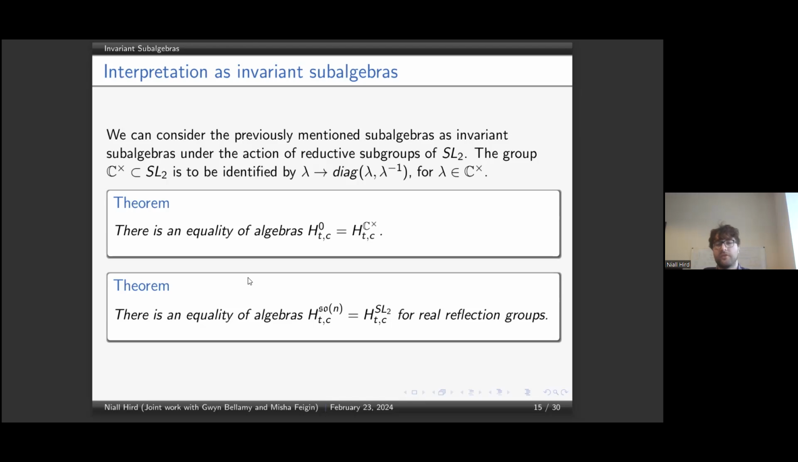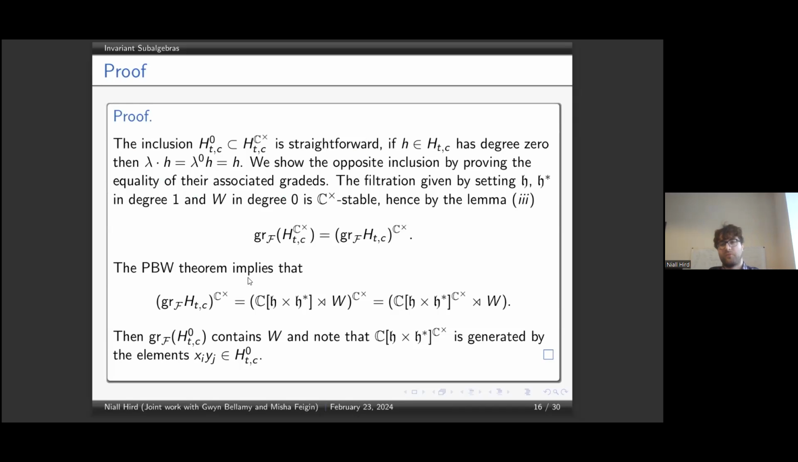diagonal. And the Dunkl angular momentum algebra, it turns out, is the same thing as the invariance under the entire SL2 group. So it's just a proof of the first statement. I'm not going to give a proof of the second because it's very similar, but with quite a few more steps. Okay, so one inclusion is pretty straightforward. The degree 0 part is inside the invariance under the action of C^x.